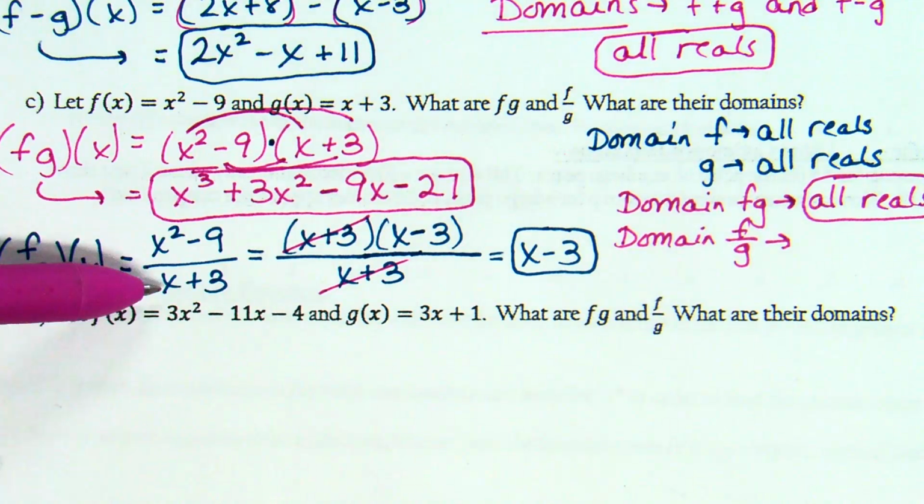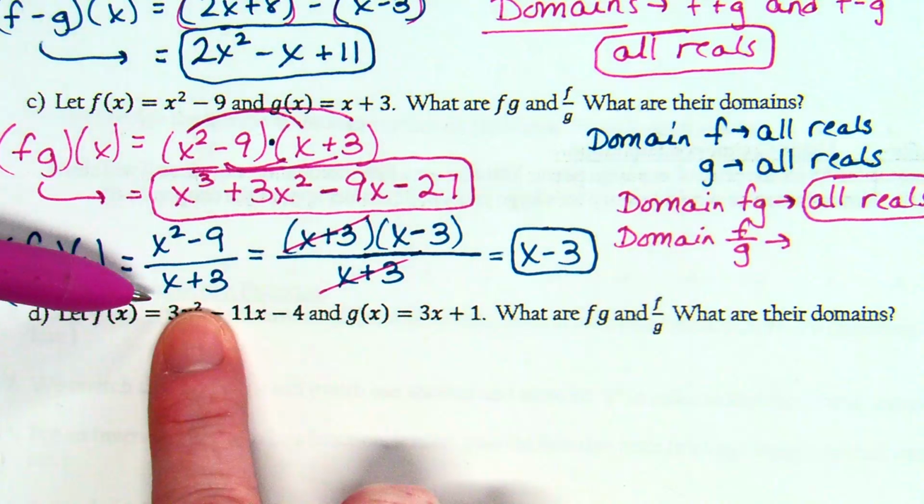Okay? Right here, we had a denominator. And I know it simplified away later, but my problem started as F divided by G with that denominator of x plus 3. Are there any values that would make x plus 3 equal 0? Negative 3 would make this equal 0, wouldn't it? And so my domain's still going to be all reals, but it's going to be all reals except any number that made the denominator equal 0.